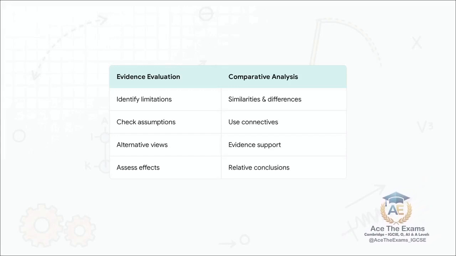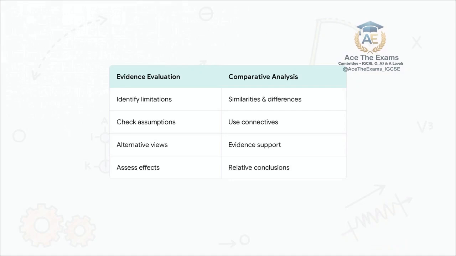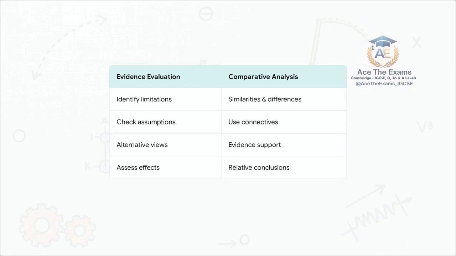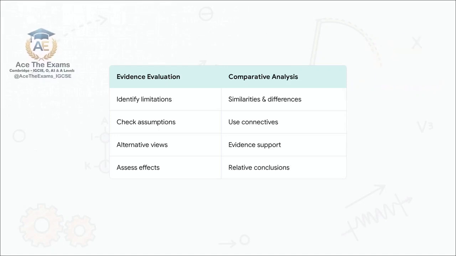handle higher-level problem solving, especially when you hit those nasty questions that ask you to evaluate or compare two different scenarios. Look at the evidence evaluation column here. To score in the top band, you must actively identify limitations in the mathematical models. For example, you need to explicitly state that assuming a string is light and inextensible or treating an entire car as a single particle are simplifications. You have to check those assumptions and mathematically assess how they might affect your final conclusions.